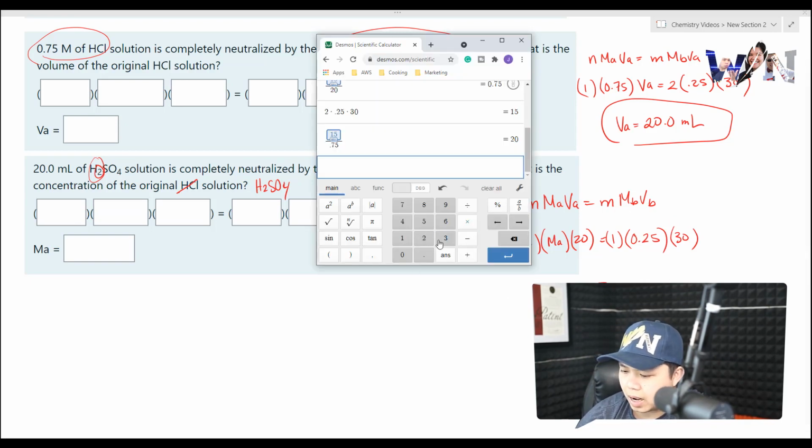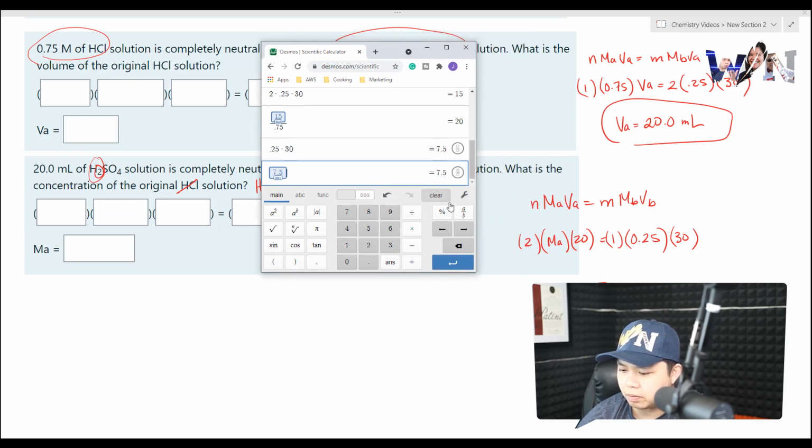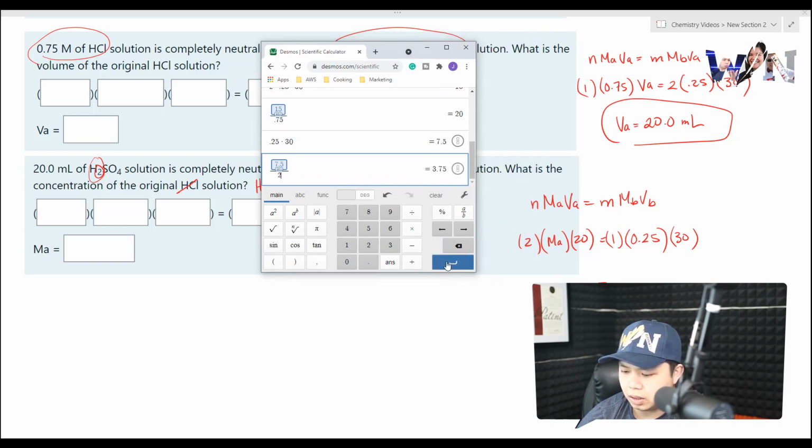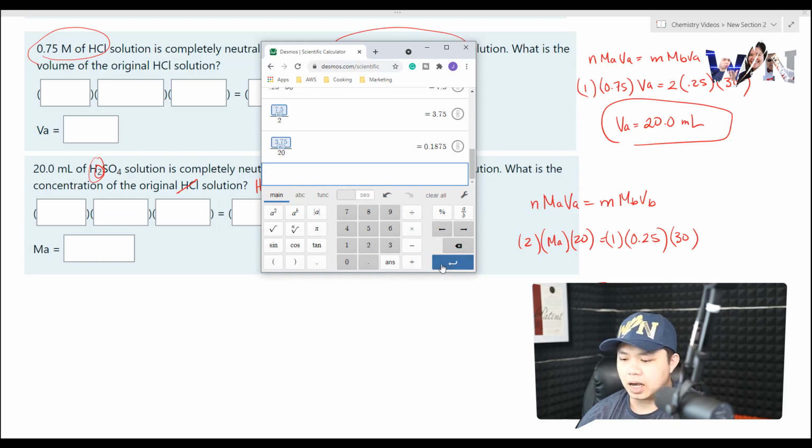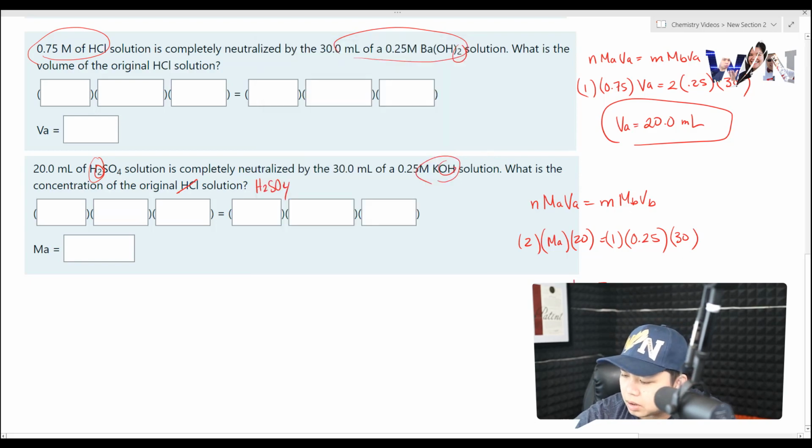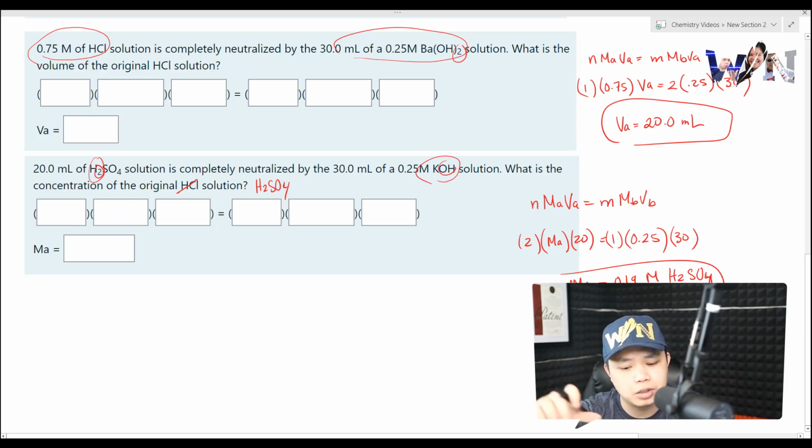Now all I can do is just plug into the decimal calculator. We have 1, which we can ignore, 0.25 times 30. Enter, bring the answer down, divide by 2 on this side. Then enter, bring the answer down, divided by 20. There you go. So our concentration is equal to 0.19 molarity of H2SO4. So that is how you work with titration between an acid and a base that completely neutralize each other, in order to figure out how much volume we need or what the concentration of a specific acid or base is going to be.